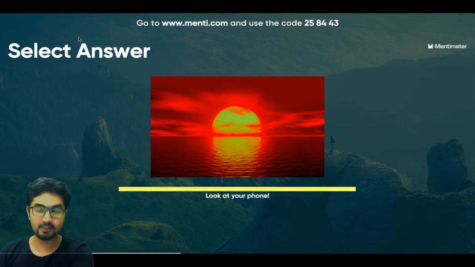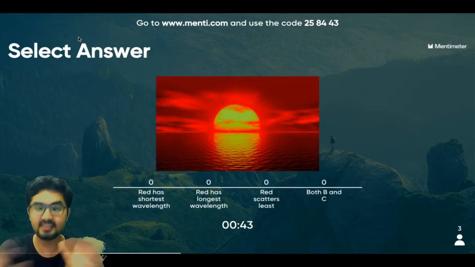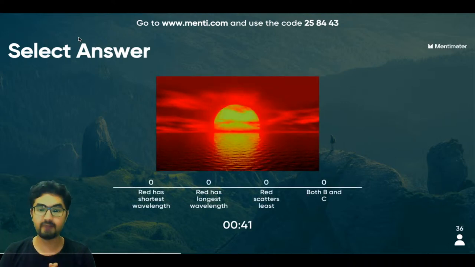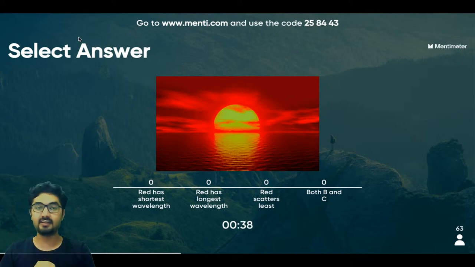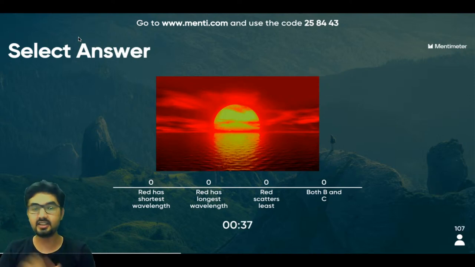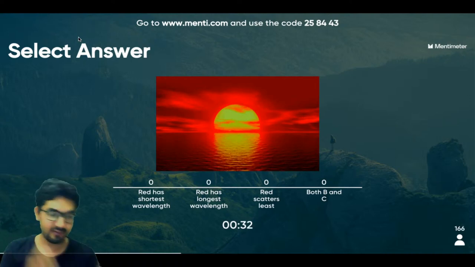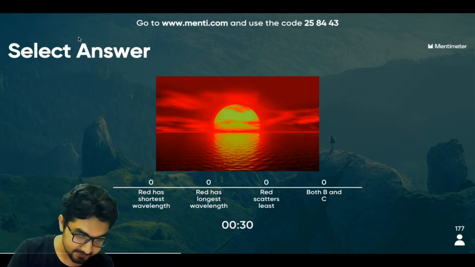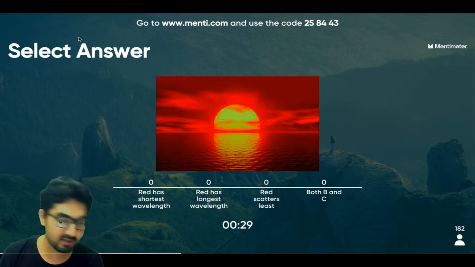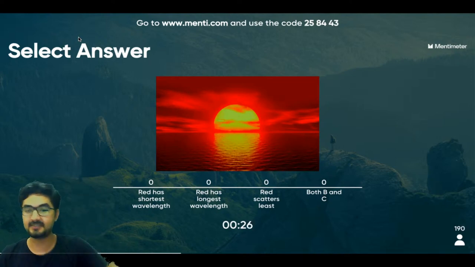Look at the phone and look at this figure. What does it have to do? Red has the shortest wavelength. Red has the longest wavelength. Red scatters the least. Both B and C. Bataiye. 34 seconds left. Perfect. Let's see what happens.